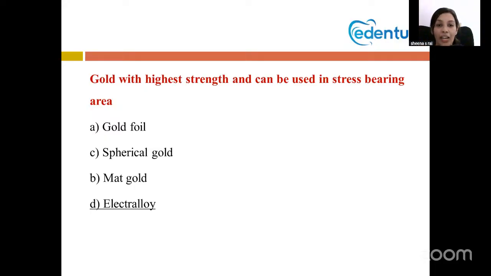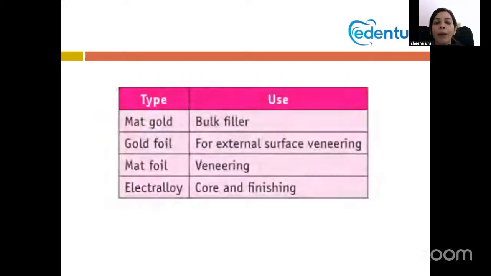So the gold that can be used in high strength, stress bearing areas like our molar is Electralloy. Some other important points to keep in mind: another one used as the core and finishing method is again Electralloy. For veneering, we use the matte foil. For the external surface veneering, we use the gold foil. And for bulk filler, it is the matte gold. Please keep this in mind.